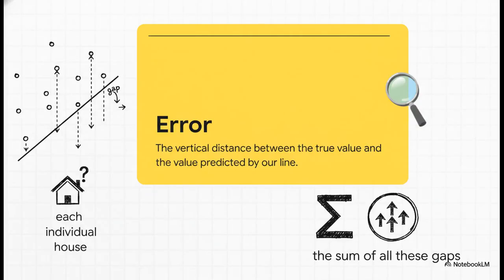So what even is a mistake in this context? How do you measure it? Well, for any one of our houses, the error is just that vertical gap, the distance between the actual price and the price our line predicts. The machine's job is to wiggle that line around, changing its slope and position until the total of all those little gaps is as tiny as it can possibly get.